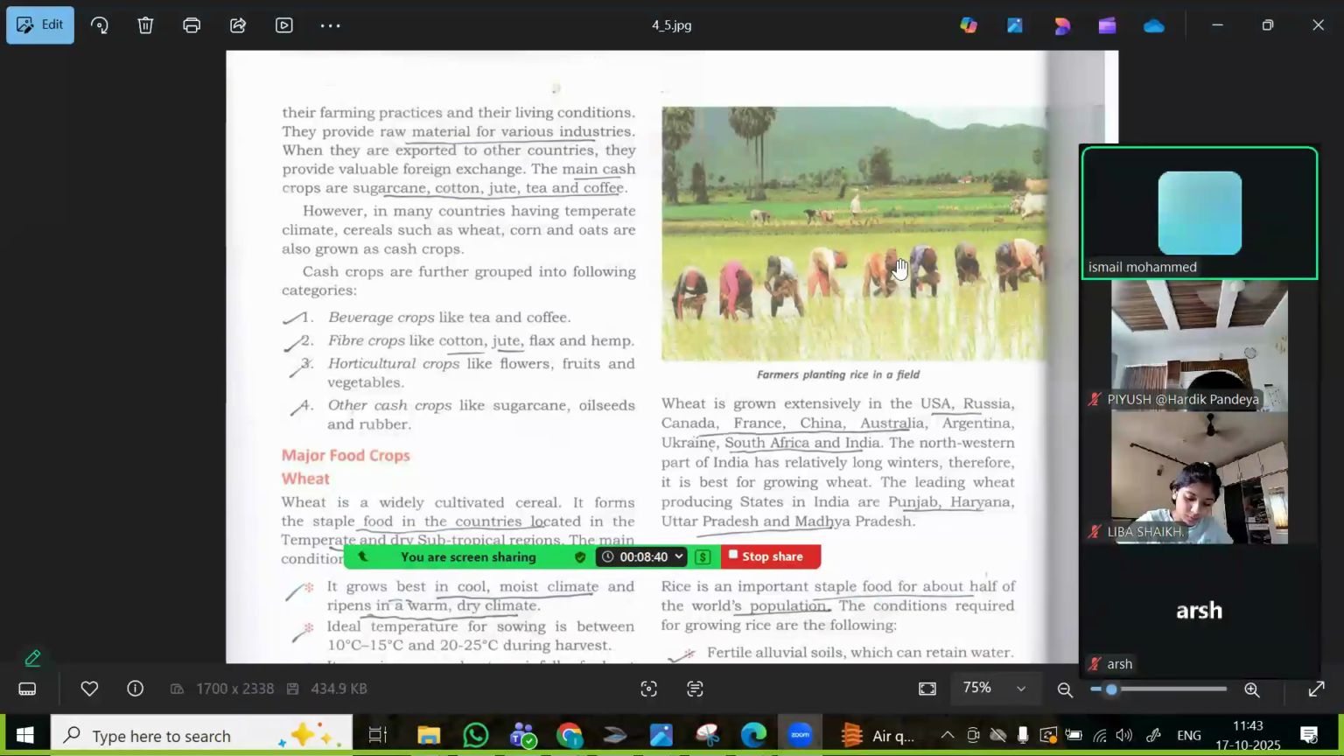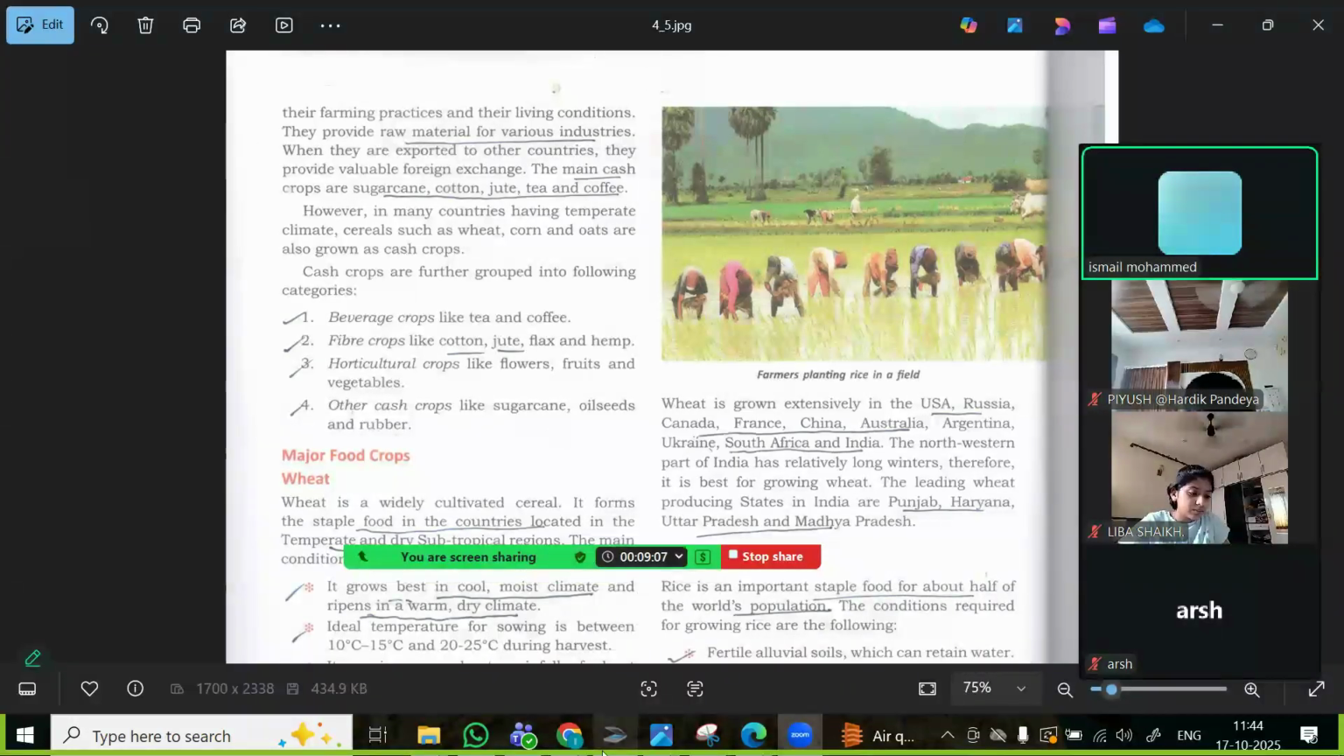Cash crops you can further divide into four categories. Either they can be beverages, that means drinks, or fiber crops, or horticulture crops, or other cash crops. Beverage crops are like tea and coffee, and fiber crops are cotton and jute. Hemp, you can check how hemp and flax look. Then you have horticulture crops like flowers, fruits, vegetables.